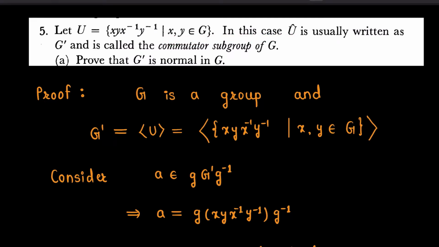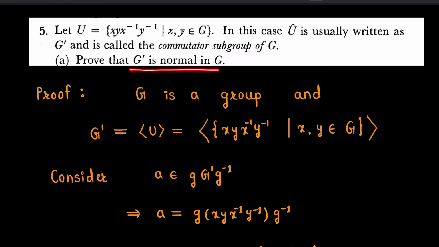In earlier exercises we have proved that this Û is the smallest subgroup of group G containing this set U, and Û is called the subgroup generated by U. Here Û is usually written as G', and we call this set G' the commutator subgroup of group G. Now firstly we have to prove that this commutator subgroup G' is a normal subgroup of G.